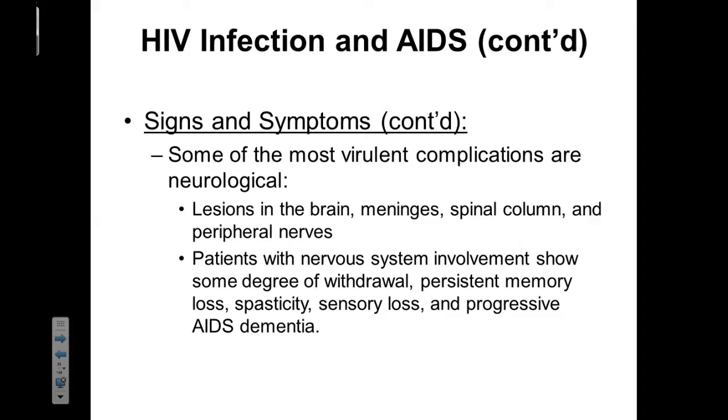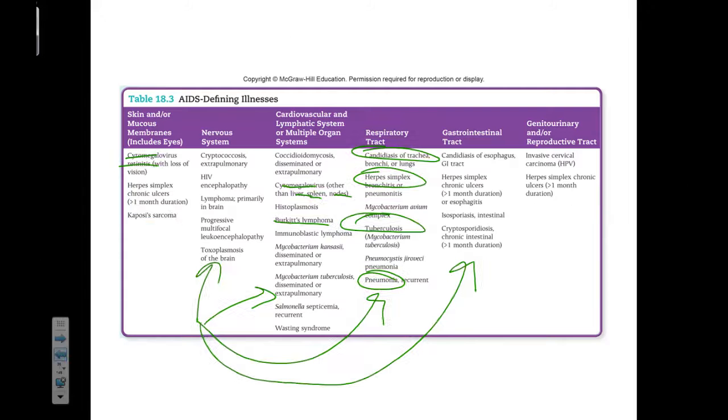Some of the very virulent forms of HIV/AIDS can also have some very distinct neurological effects as well. This disease can lead to lesions within the brain that is going to be associated with a loss of neurological function. We could have meningitis or lesions within the meninges form. The spinal cord and peripheral nerves can also be targeted by HIV. Patients that have nervous system impairment usually are going to show some withdrawal, some memory loss, some sensory loss, and AIDS-based dementia.